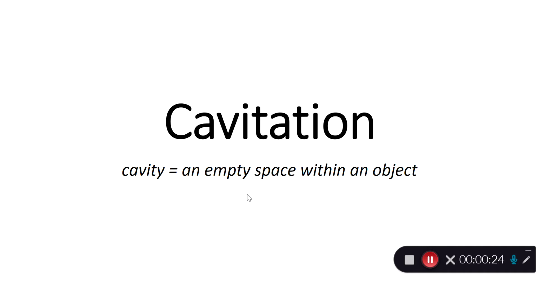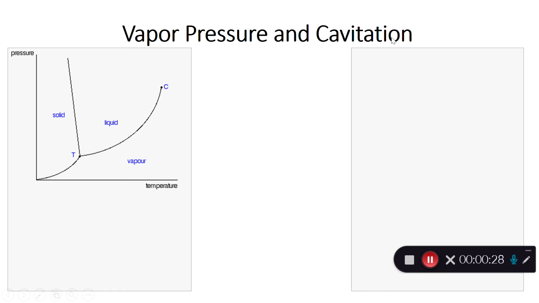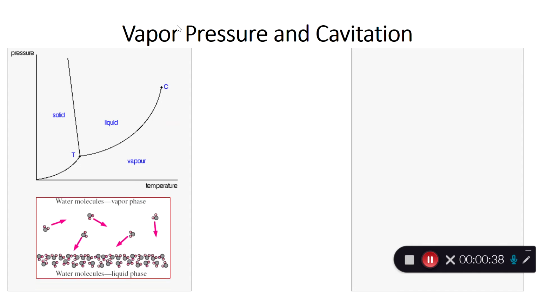So that is cavitation. To understand cavitation, we have to understand the concept of vapor pressure. Vapor pressure can also be seen as boiling pressure. I think you are familiar with the idea of boiling water. So the pressure at which boiling happens is called vapor pressure.